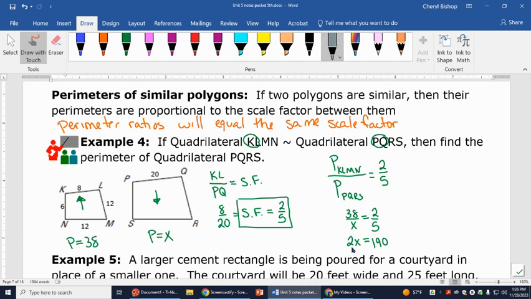Divide both sides by 2, division property of equality. How big is X? 95. So 95 is the perimeter of PQRS. And I didn't have to find all of the sides to be able to do that. I could have if I wanted to, but that would have been a lot more work.